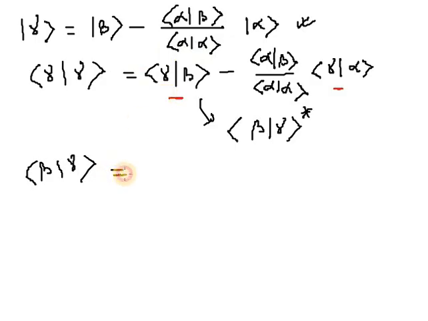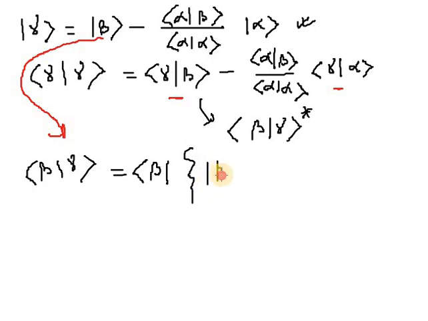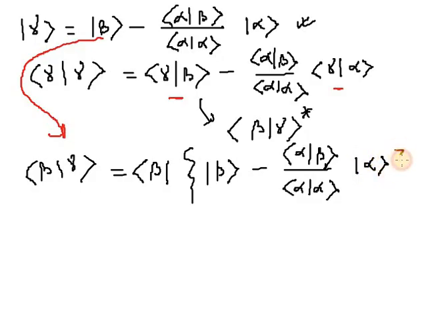Okay. So what is <beta|gamma>? Here I will replace this gamma ket with the definition that I have defined here. So next step, I will write down the value of gamma that we have, right? So this value, that means I am writing something like this, beta minus <alpha|beta> over <alpha|alpha> times alpha. Okay.